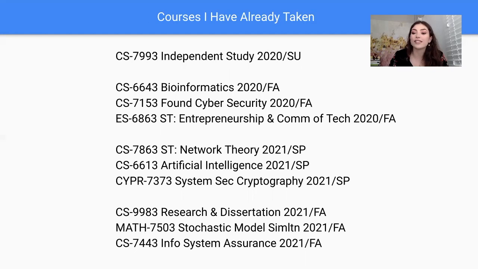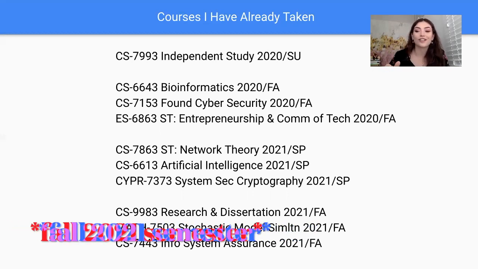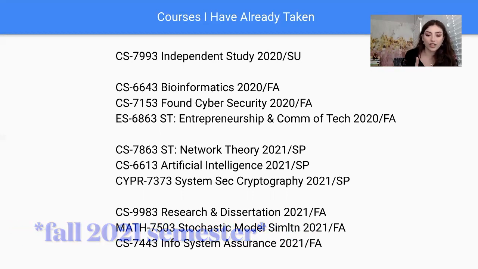And then as a reference, if you guys are like, okay, well, that seems random, this is based on previous courses that I've taken. And so I've made a list here of courses that I've taken as a grad student, and this kind of set me up for my coming semester. And so I've taken an independent study course, bioinformatics, foundations of cybersecurity, and then entrepreneurship and commercialization of technology. I've taken a network theory course, artificial intelligence, system security, cryptography. And then I'm also taking this current semester that we are in, research and dissertation, stochastic modeling and simulation, and then information system assurance.